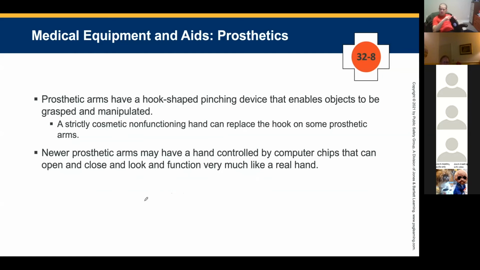Prosthetic arms may have a hook-shaped pinching device that enables objects to be grasped and manipulated, or a strictly cosmetic non-functioning hand can replace the hook on some prosthetic arms. Newer prosthetic arms may have hands controlled by computer chips that can open and close and look and function very similar to the real thing.